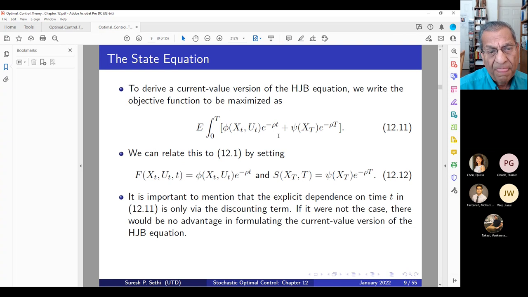So suppose I have a discounted function. So f is now phi times e to the minus rho t, just like we did before. So f is discounted. I remove this t because if this t is still there, then there is no point discounting the problem because this t will be there anyway.